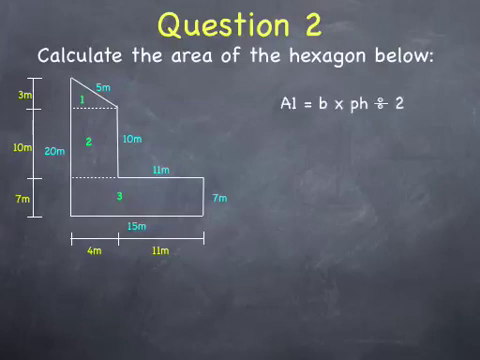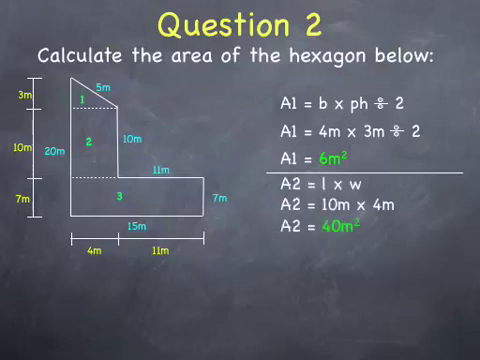A1, that's area of the first shape, number 1, the triangle. Base times perpendicular height divided by 2. Looking at the base, which is the dashed line at the triangle there, it's 4. And the height is 3. So 4 times 3 divided by 2. It's the same rectangle we used in the first question. So it's 12 divided by 2 equals 6 square metres.